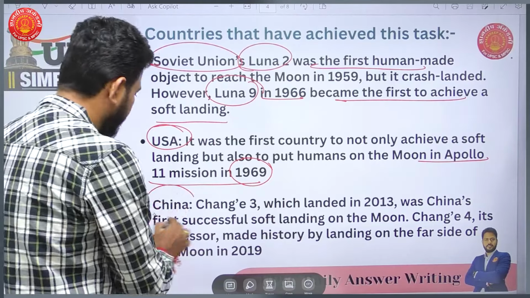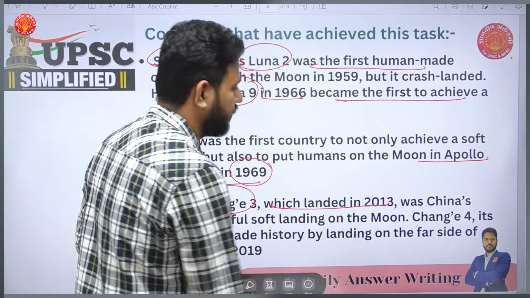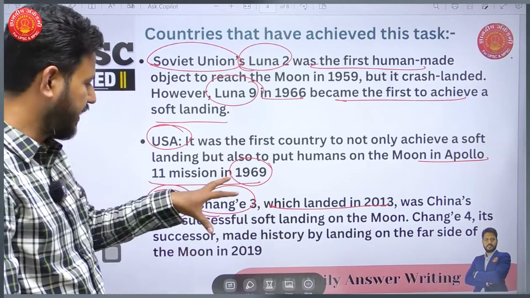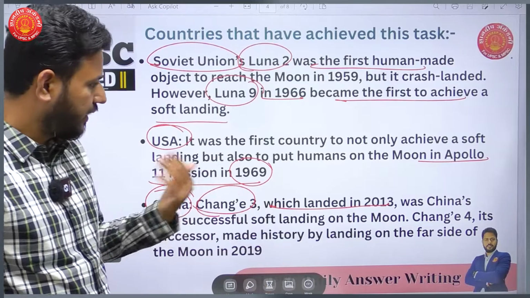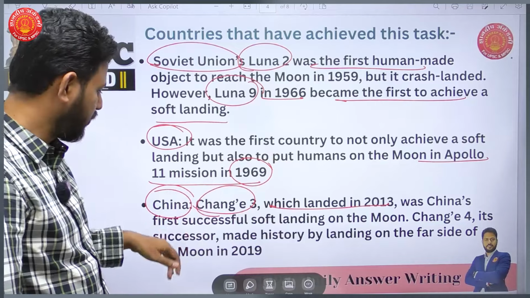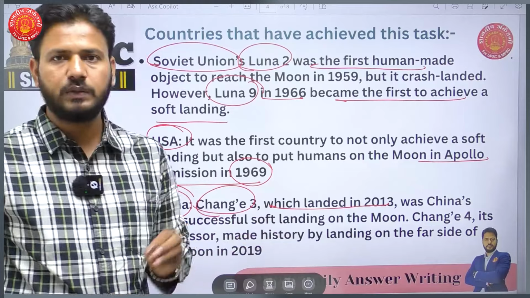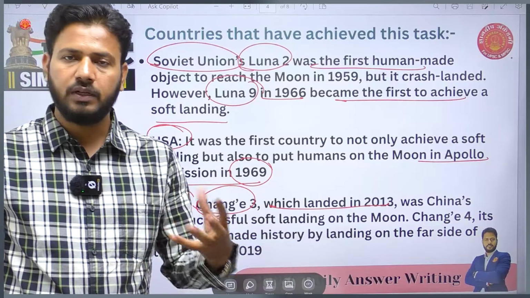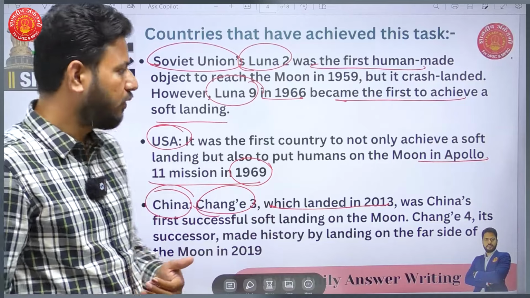Then third is China. China's Chang'e 3, which landed in 2013, right? China became the third country to soft land on the moon. Later, Chang'e 4 also became a success. It made history by landing on the far side of the moon in 2019. Again, very briefly, you'll have to list the countries that have achieved this feat before India.